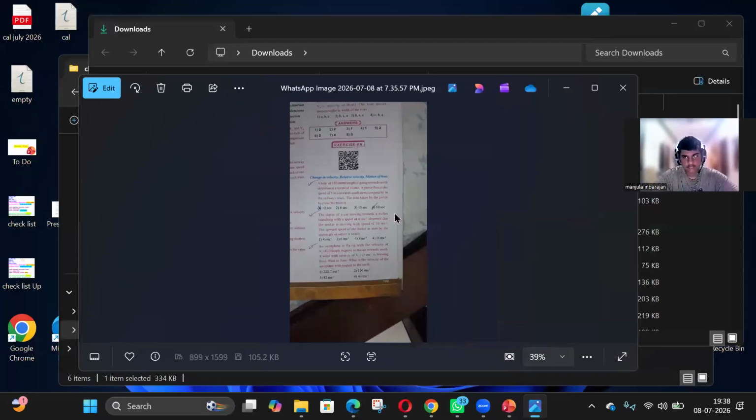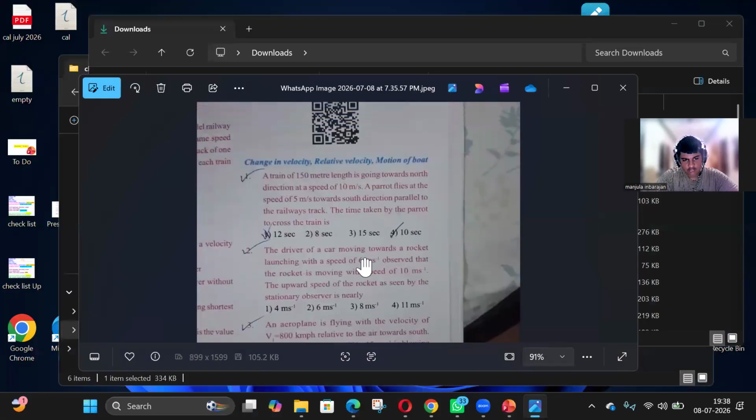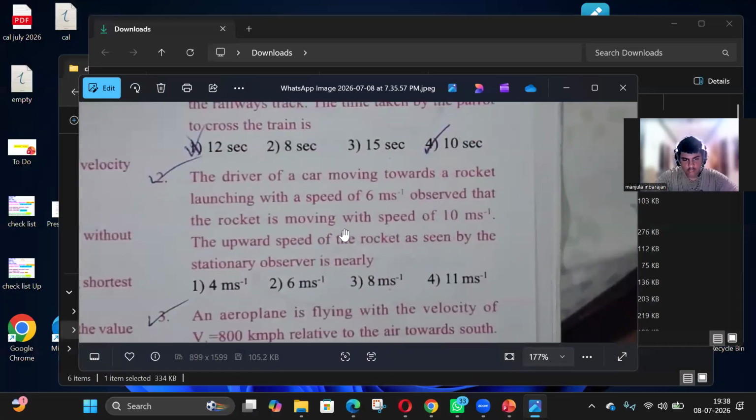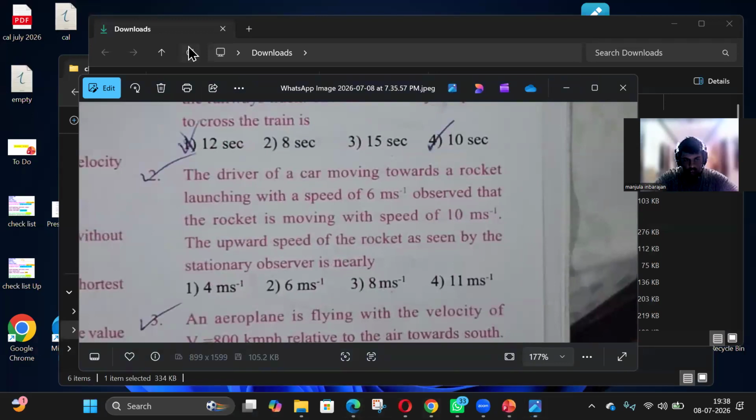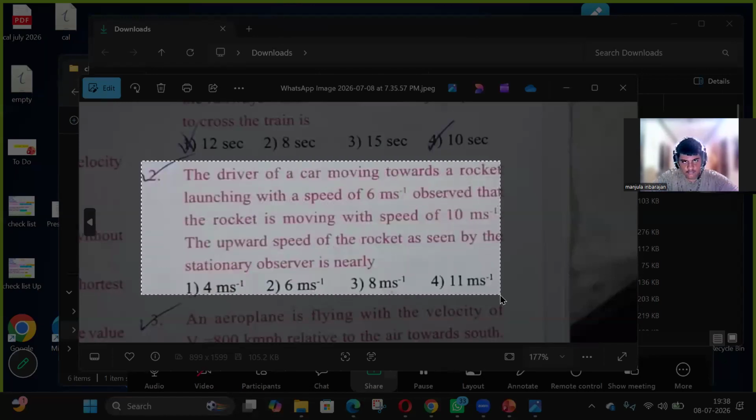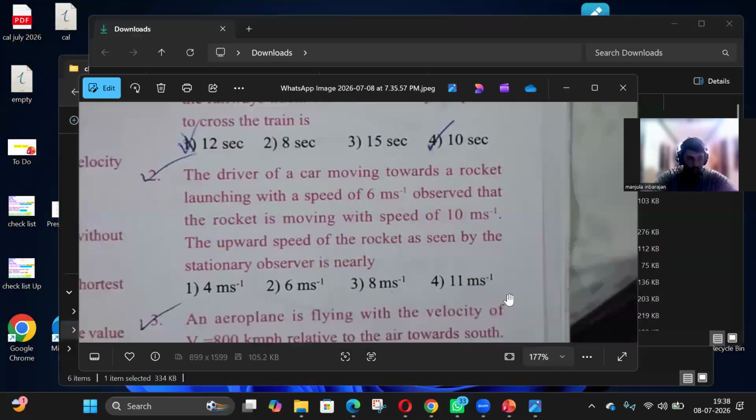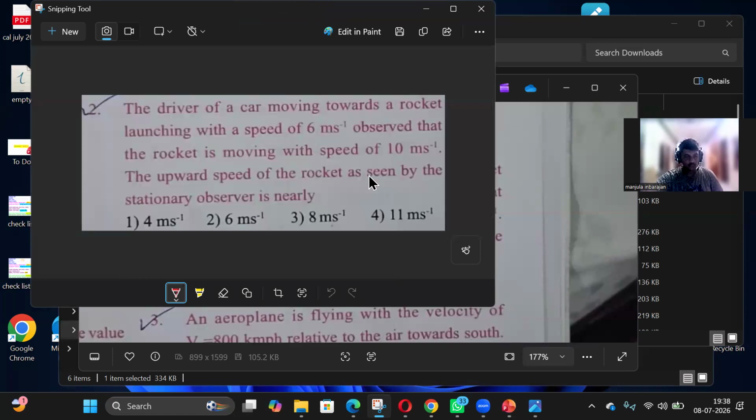Just draw a small figure first of all. It's at 90 degrees, no? So you can take the velocity of the car or the man as i cap and the velocity of the rocket as j cap. And just combine those two, VR minus VM.